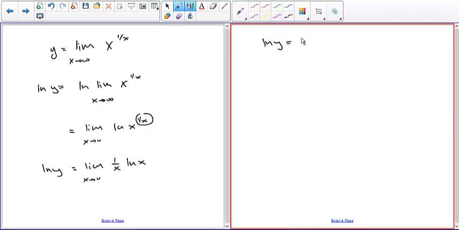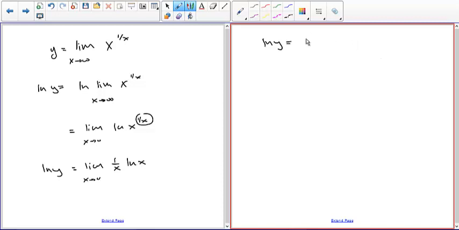It's still indeterminate. You can see that even when I've applied the natural log, I still have an indeterminacy, but now it's infinity over infinity. It's not an exponent, but it's now a ratio. So because I have natural log of x divided by x, I can use L'Hopital's rule now to evaluate the limit.